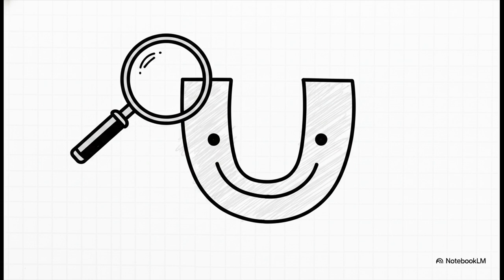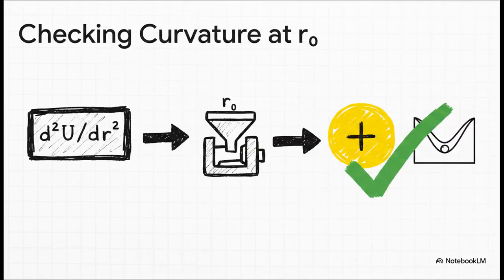If the second derivative is positive, it means the curve is shaped like a smiley face. It's a valley, a minimum. And that tells us our equilibrium is stable. Okay, let's run the test.